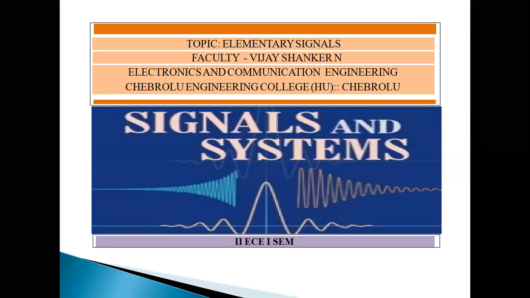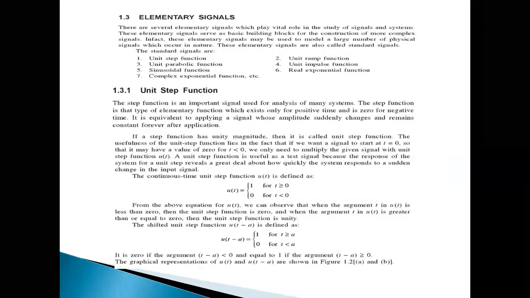Elementary signals are also called standard signals: unit step function, unit ramp function, unit impulse function, unit parabolic function, exponential function with real and complex, sinusoidal function, and also the signum function. Coming to the first one, the unit step function.